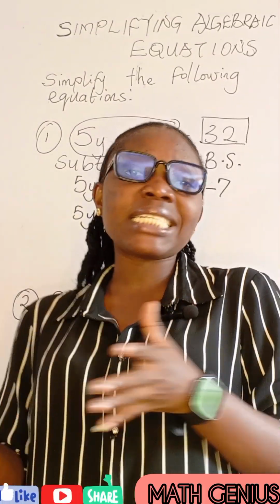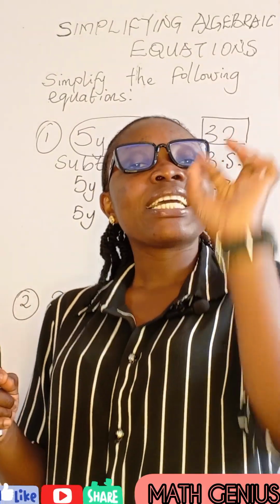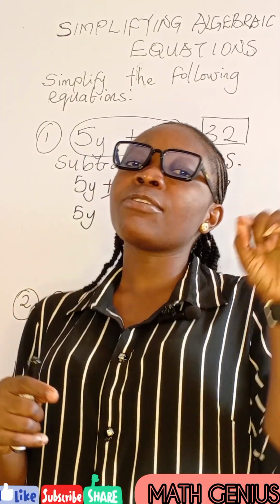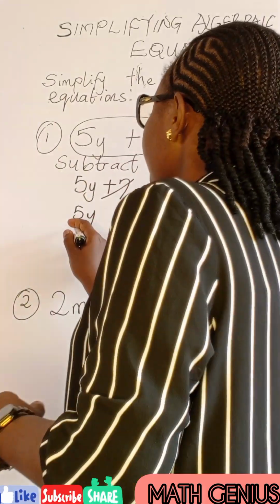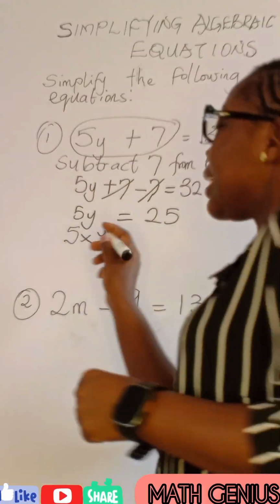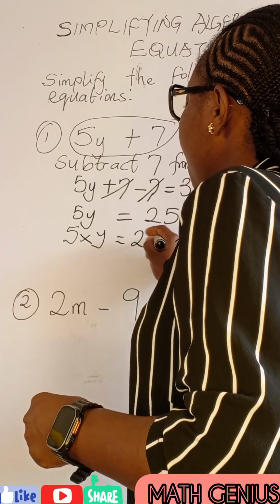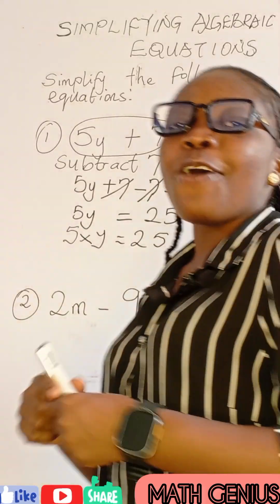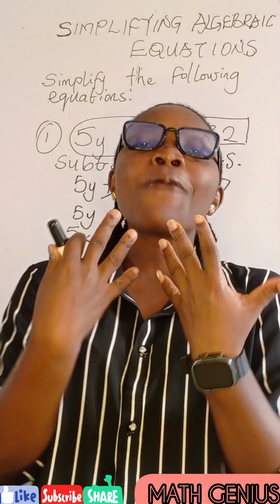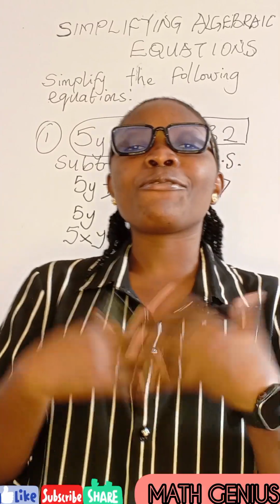When we expand this, it becomes 5 times y, because 5 times y is 5y. So we expand this, right? And then we have 25. So now the next thing is to what? Make y the subject of the formula.